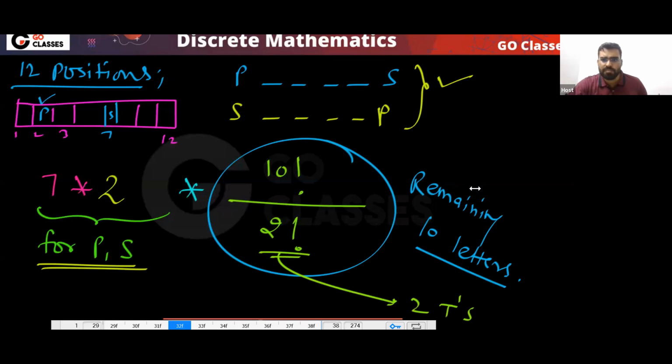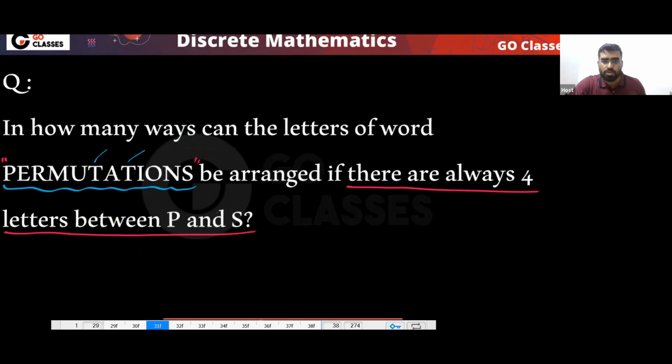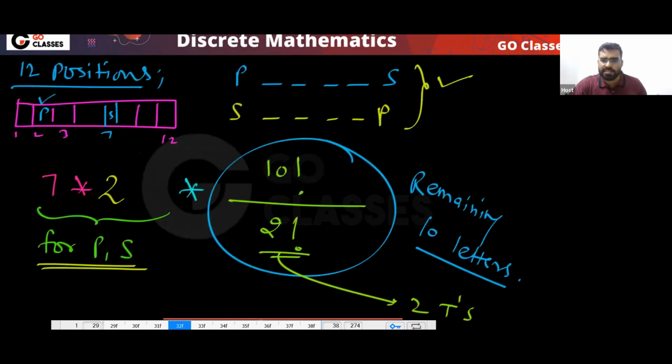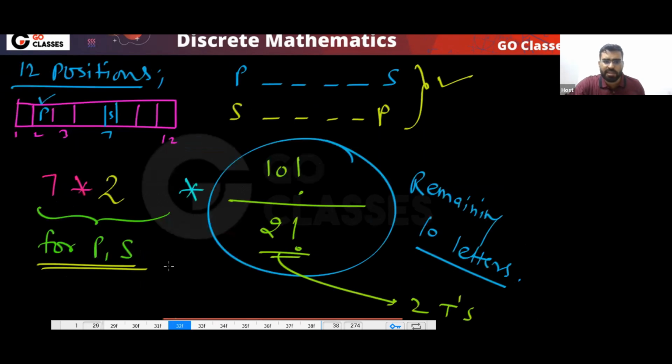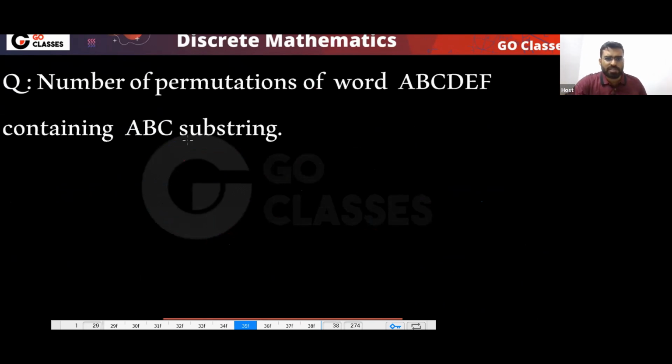Is this clear to everyone? So this is your question. You can notice there can be some additional restriction. Here we have a restriction for P comma S. First you put P comma S. Now P comma S is done. The remaining 10 people can arrange in 10 factorial divided by 2 factorial ways. Very simple.